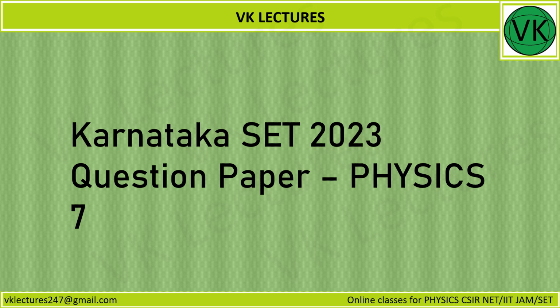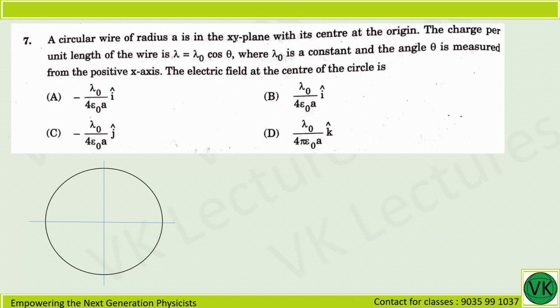In this lecture, we are discussing the physics question paper for Karnataka Set 2023. Here we have the question. A circular wire of radius A in XY plane with its center at the origin. The charge per unit length of the wire is given to be lambda naught cos theta, where lambda is the linear charge density, and lambda naught is a constant, with the angle being measured from the positive x-axis, and the electric field at this center is what is being asked.